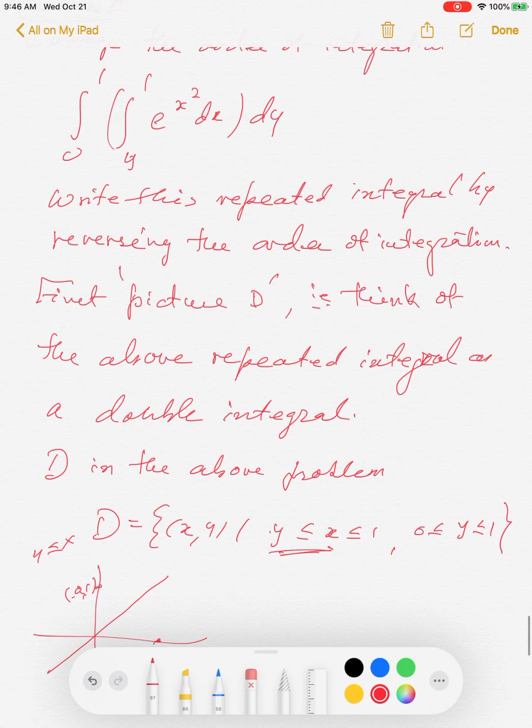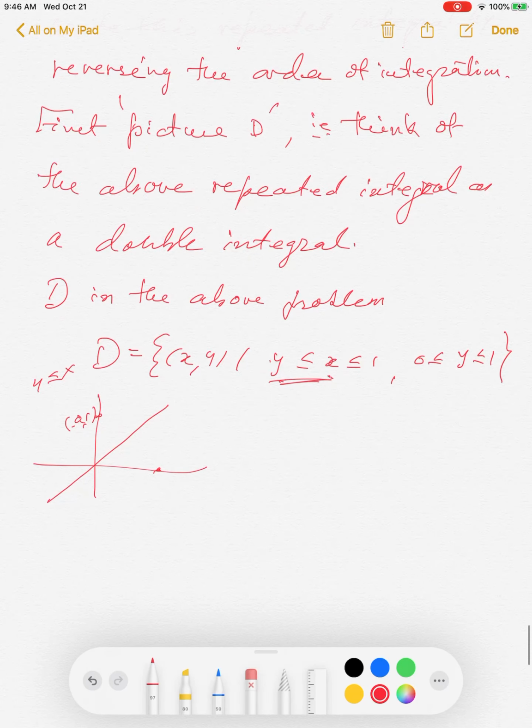And so let's see what the integral was. It's going from y to 1. Yeah, that's right. So it's the region below. And so this is the region you are looking at. Yeah, y less than x. So x goes between y and 1. And then you move your y between 0 and 1.